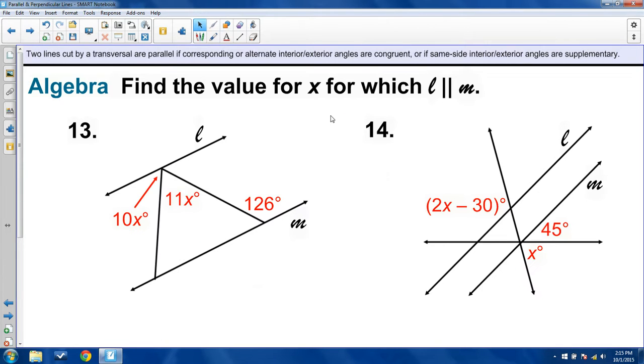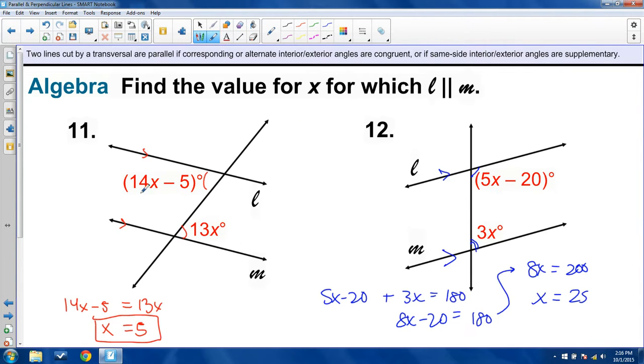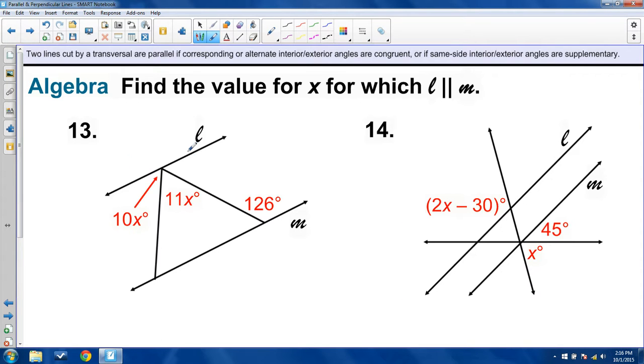Okay, numbers 13 and 14, more of the same, but now there's a big difference when it comes to what you're looking at here. We have extra lines that are kind of bugging us a little more so than the last ones we saw. 2 lines cut through a transversal. These have 2 lines that are parallel still. Now they're cut through multiple transversals. Now I have 2 of them, and a triangle's made, and it can be a little confusing.